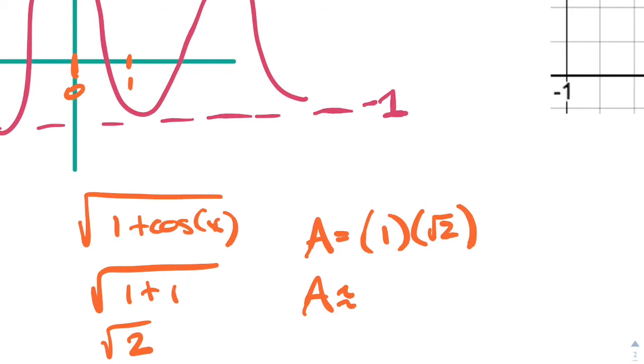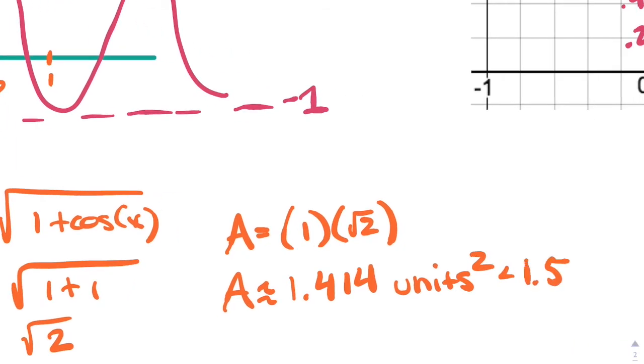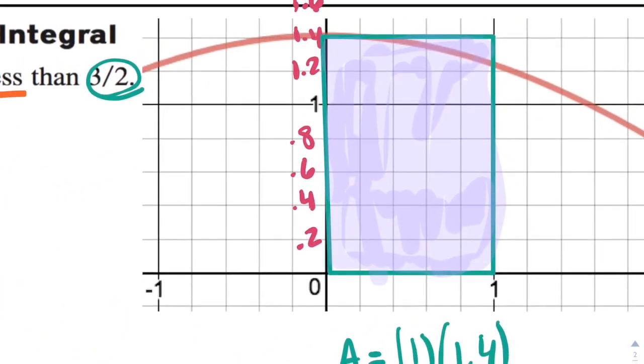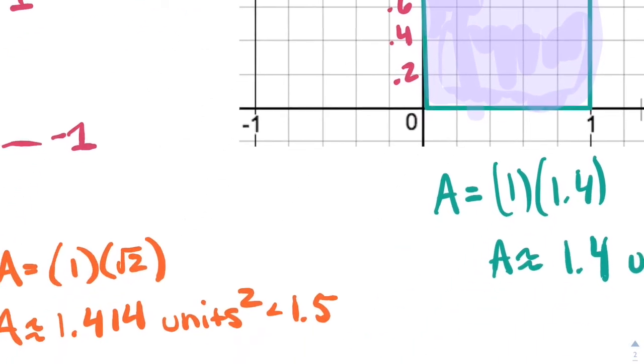I have the square root of 2 is 1.414 units squared. So again, this proves it's less than the 1.5 units we were talking about, which is kind of what we see up here. So that must have been a little bit higher than 1.4 and then dropped off, which took some of that area out.